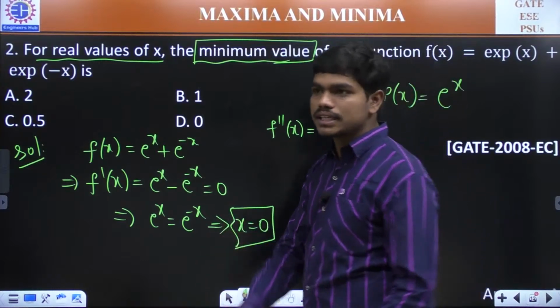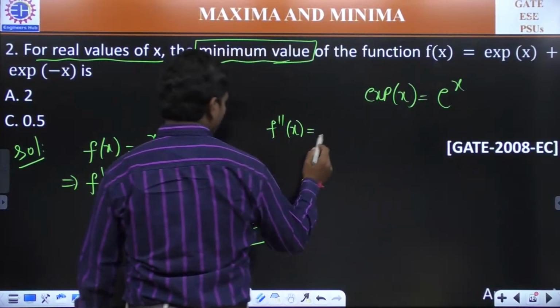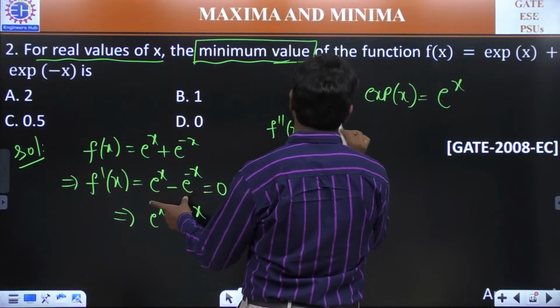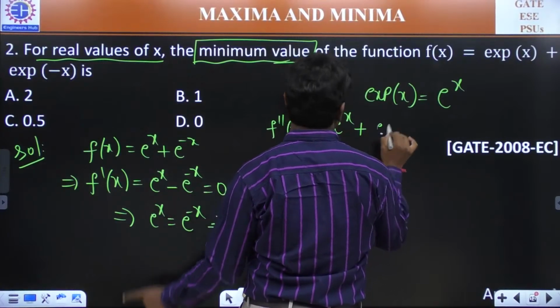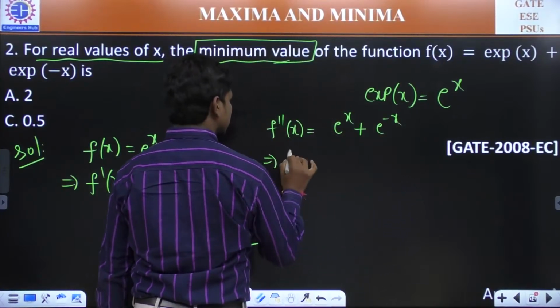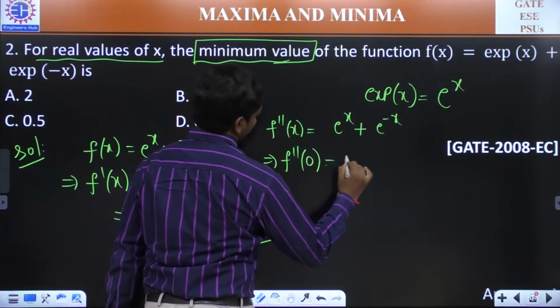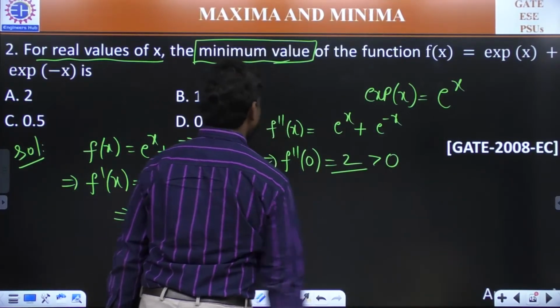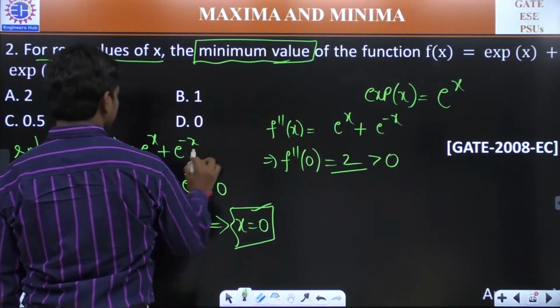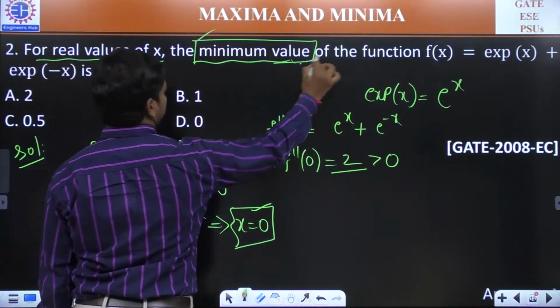But anyhow, let us check the second derivative also for surety. So if this is the first derivative, what could be the second derivative? e^x + e^(-x), and this implies f''(x0), which is here equal to 2, and this is greater than 0, which means at this point x = 0, this function has a minimum, which they are asking here.